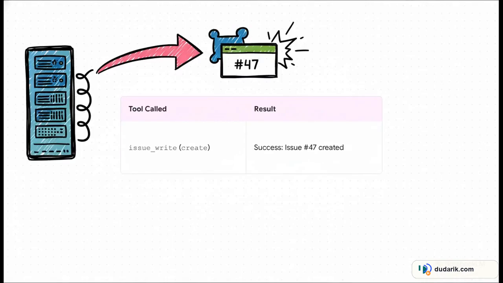And here's what's happening under the hood. The MCP server hears that plain English request, figures out the right tool to use, in this case, issue write, and boom, the issue is created on GitHub. The best part? It tells you the new issue number right there in your terminal.